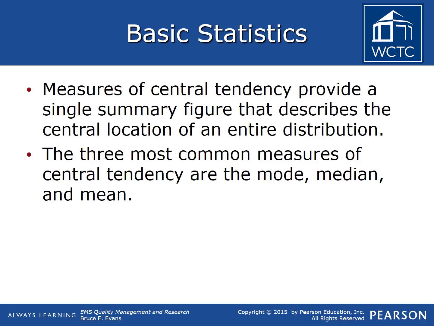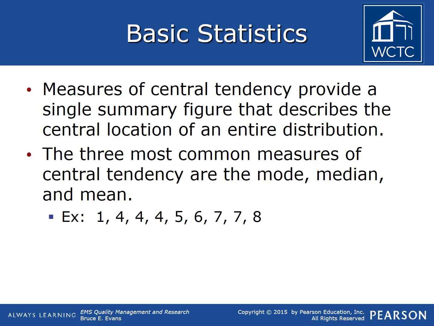The mode is the number that appears most often in the distribution. The median is the middle value in the data set when the values are listed from smallest to largest. If there is an even number of values, then the median is the mean or average of the two middle values. The mean itself is the calculated average of the entire data set.